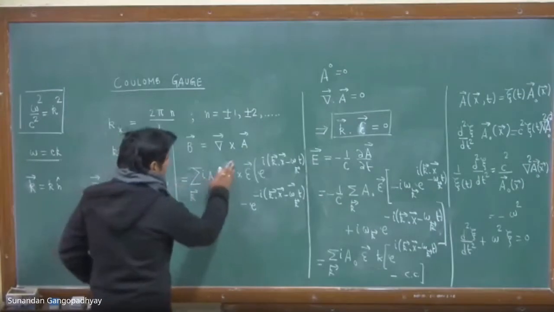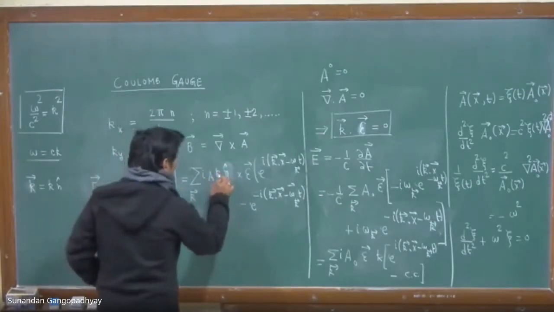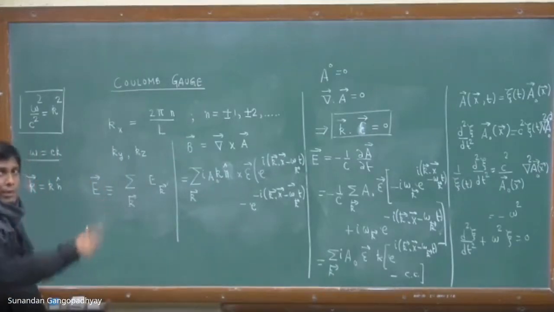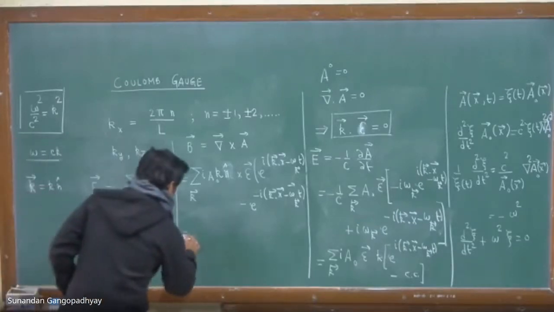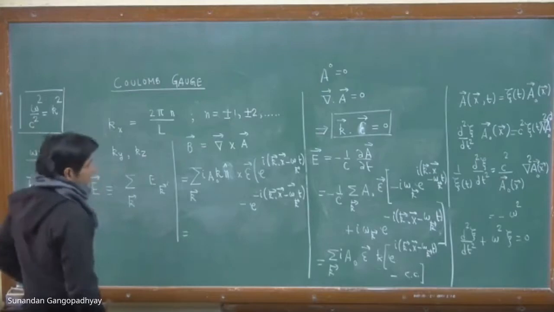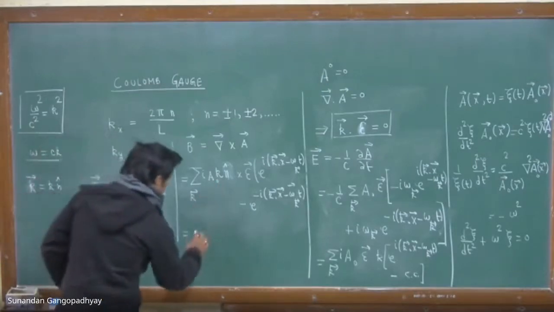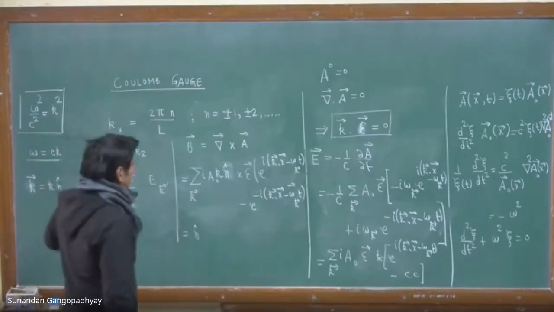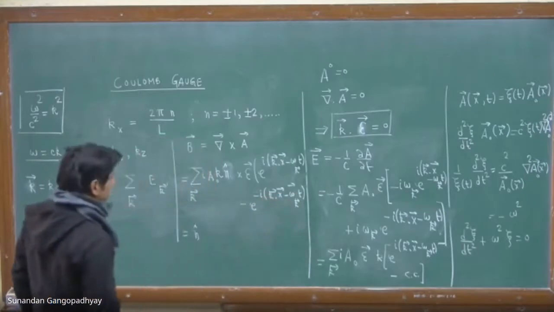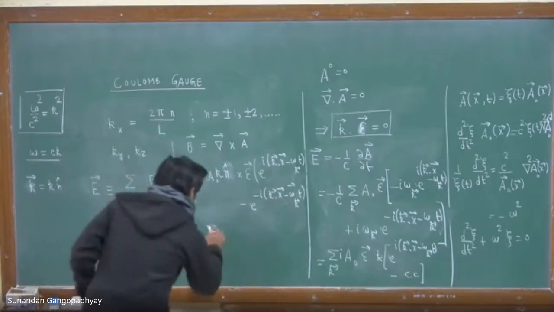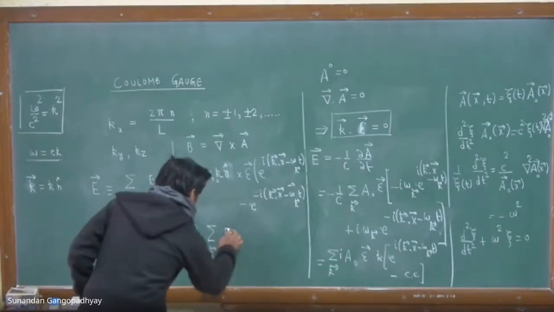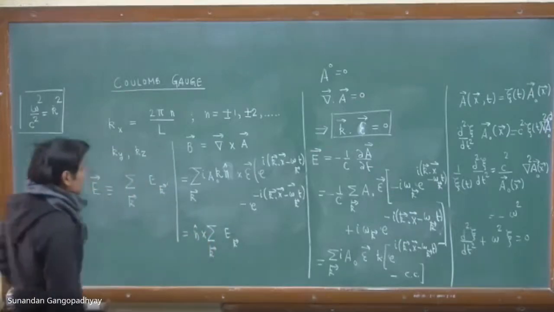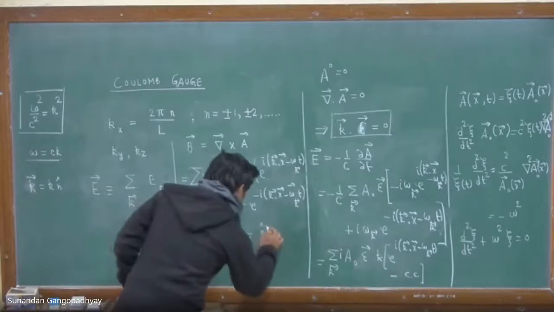You can write this k vector as n cap times k, because it is a plane wave propagating in the direction n cap. This n cap is independent of the k index, so you can just take it outside. And the remaining thing that you have here is nothing but the summation over k of E k, and there is a cross product obviously. Therefore this is nothing but n cap cross E.